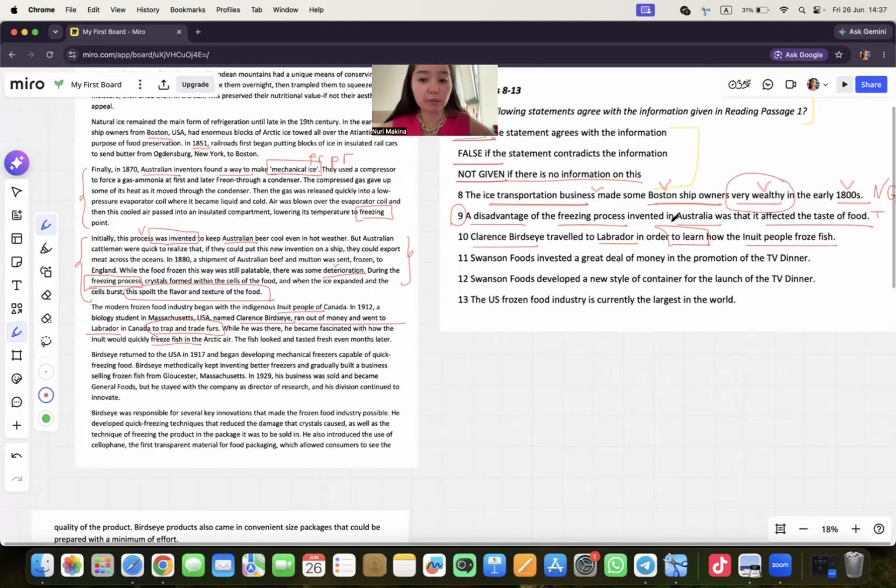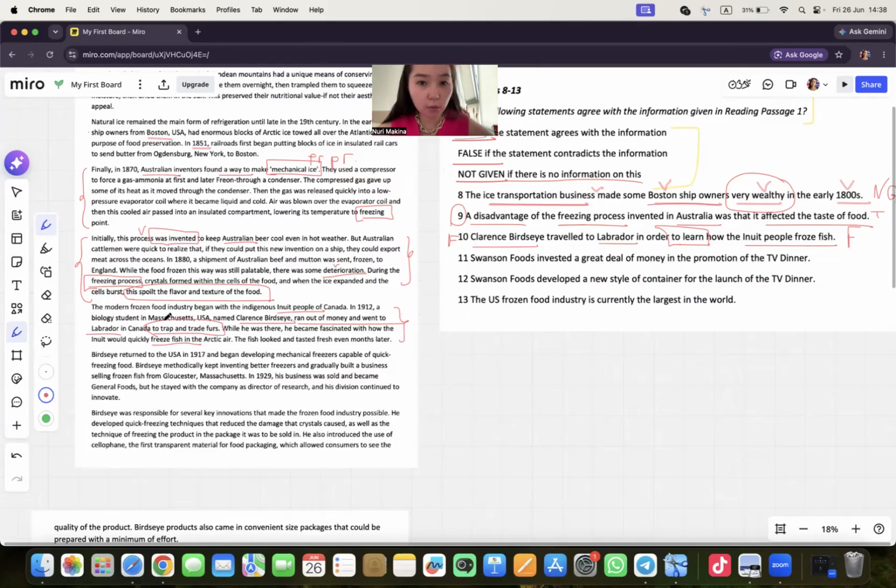Nobody went to Labrador to learn. He went there to get furs and to sell them. Okay? So this is how you mark it false. We're not marking it not given because the information is given, but the information is opposite to the statement. The information in paragraph 5 is opposite, not the same thing. That's why it's false. We can't mark it not given.